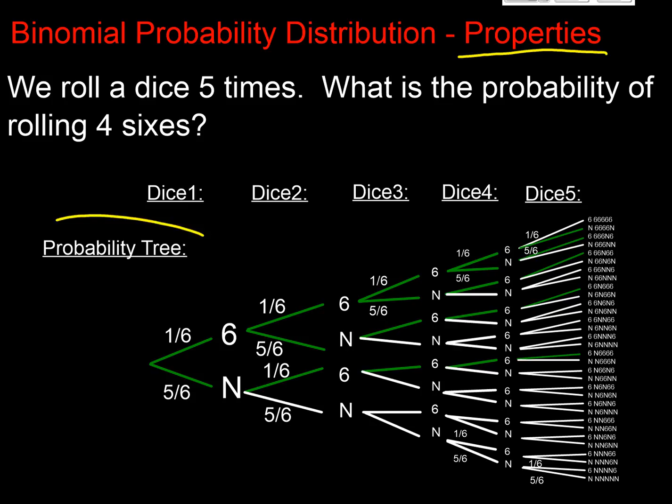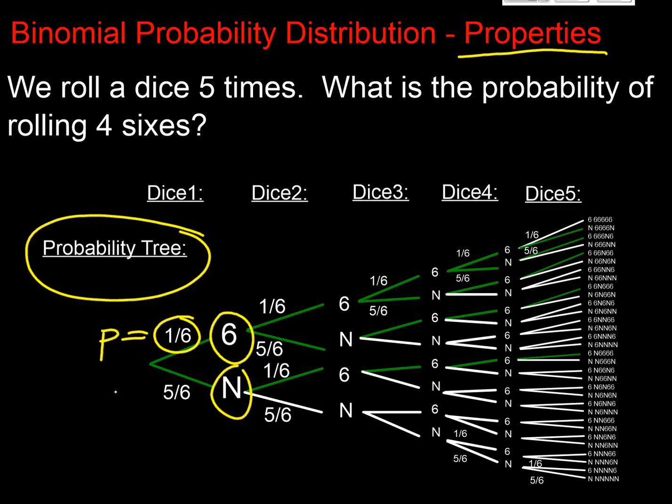Okay, here's an example then. We've got a probability tree. Well, what have we got in a binomial? We have two outcomes, B for bi. In this case, it's rolling a 6 or not rolling a 6. And then we have a probability, p, of rolling a 6, and our complementary probability, q, of not rolling a 6. So that's 1/6 for rolling a 6, 5/6 for not.